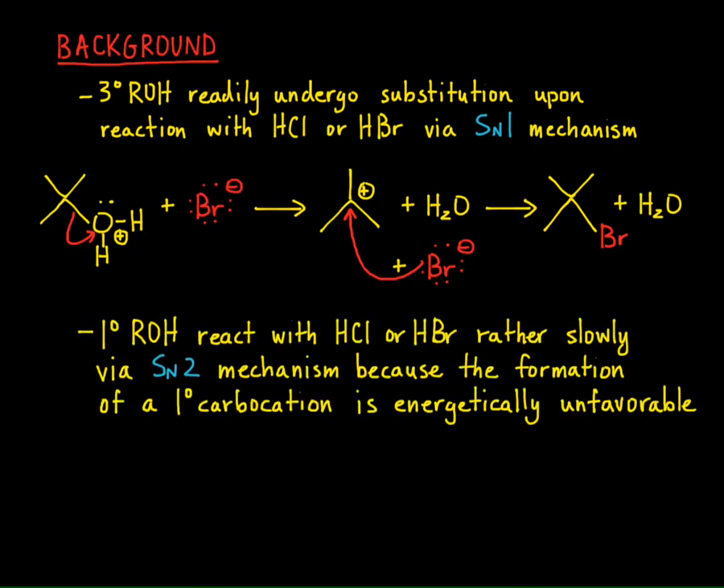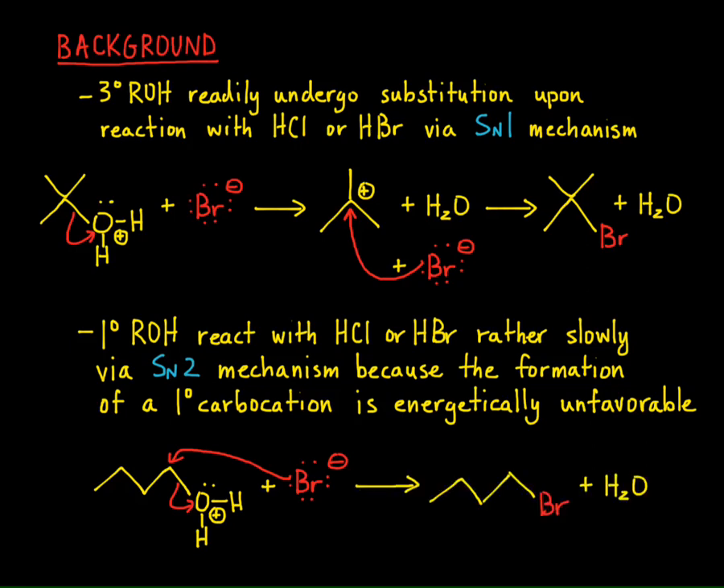Primary alcohols react very slowly with hydrogen halides. However, because the formation of a primary carbocation is energetically unfavorable, the reaction pathway follows an SN2 mechanism. In the example shown, the butyl oxonium ion cannot form a carbocation, so instead, the bromide attacks the carbon as water dissociates in a concerted mechanism, still forming the alkyl bromide as the end product.